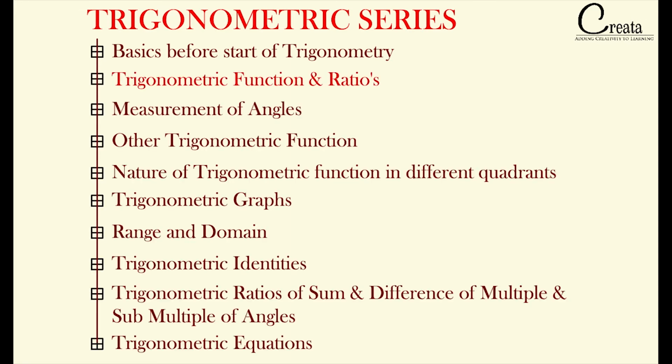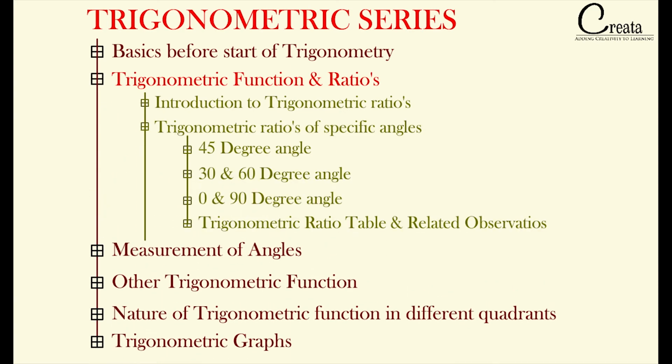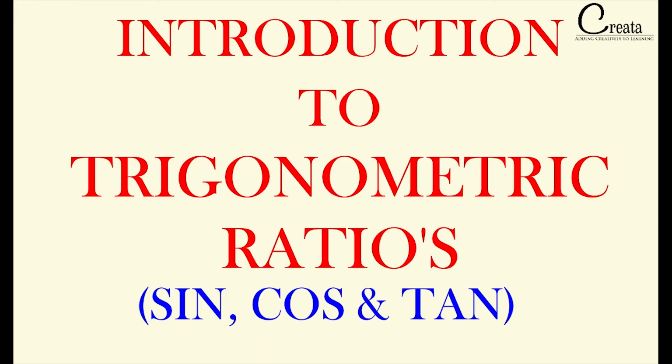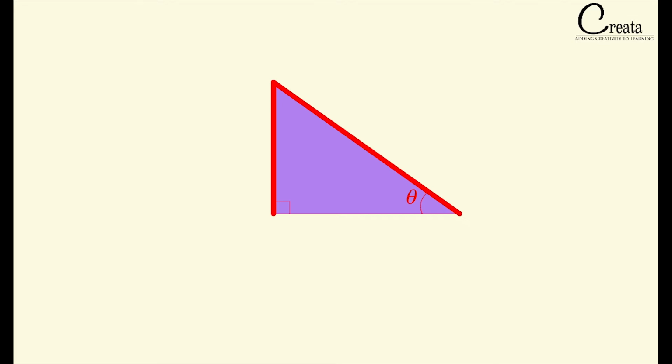Trigonometric function and ratio is the second lecture under the trigonometry series, and the topic of today's lecture is Introduction to Trigonometric Ratios, Sine, Cos and Tan. Let's begin the lecture. Long ago, mathematicians observed something special about right angle triangles. They observed that for a fixed angle, the ratio of any two sides of a triangle is the same. I will explain in detail what it means.